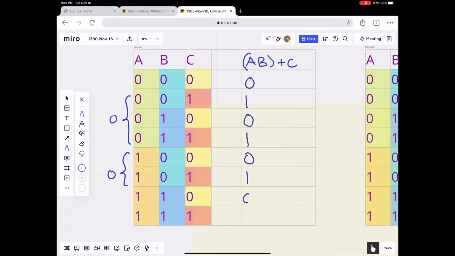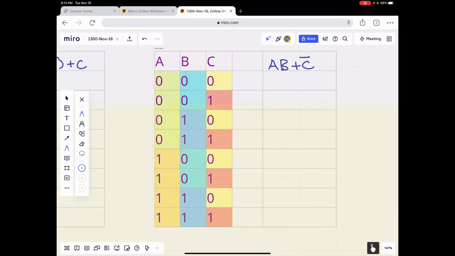Okay, over here, 1 times 1 equals 1, and 1 plus 0 equals 1. So 1 times 1 equals 1, 1 plus 0 equals 1. So I put out 1 over here, and then 1 times 1 equals 1, 1 plus 1 equals 1. So that is the output for the expression A times B plus C.